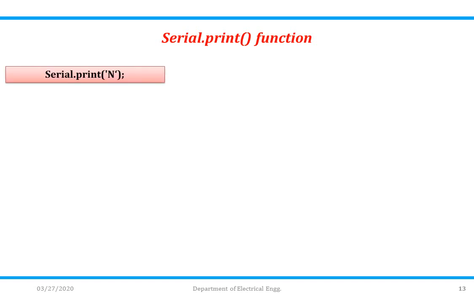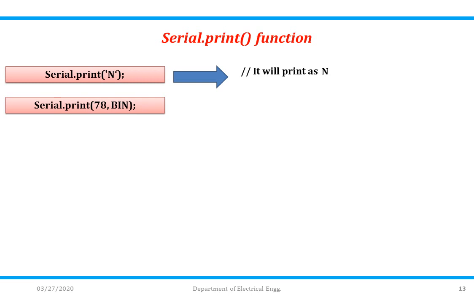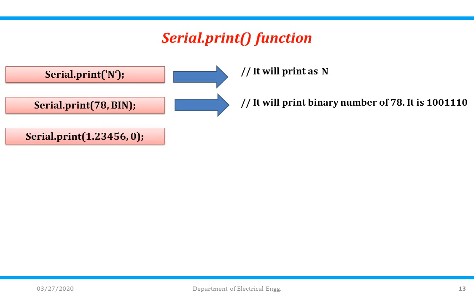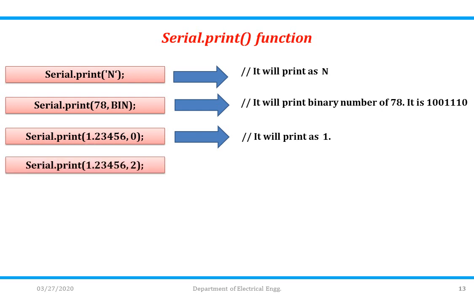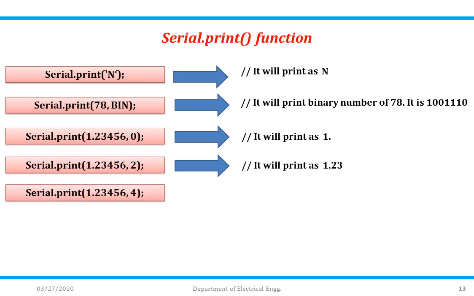Let's discuss a few more examples. Serial.print('n') will print as n. Now suppose I write serial.print(78, BIN), where BIN means binary. It will convert your number 78 into binary, that is 1001110, and that binary number will be displayed. Next is serial.print(1.23456, 0). It will print only a 1, that is the number before the decimal place. Serial.print(1.23456, 2) will print only 2 digits after the decimal point, so it is 1.23. If I modify this and write 4 here, then it will display 1.2345.